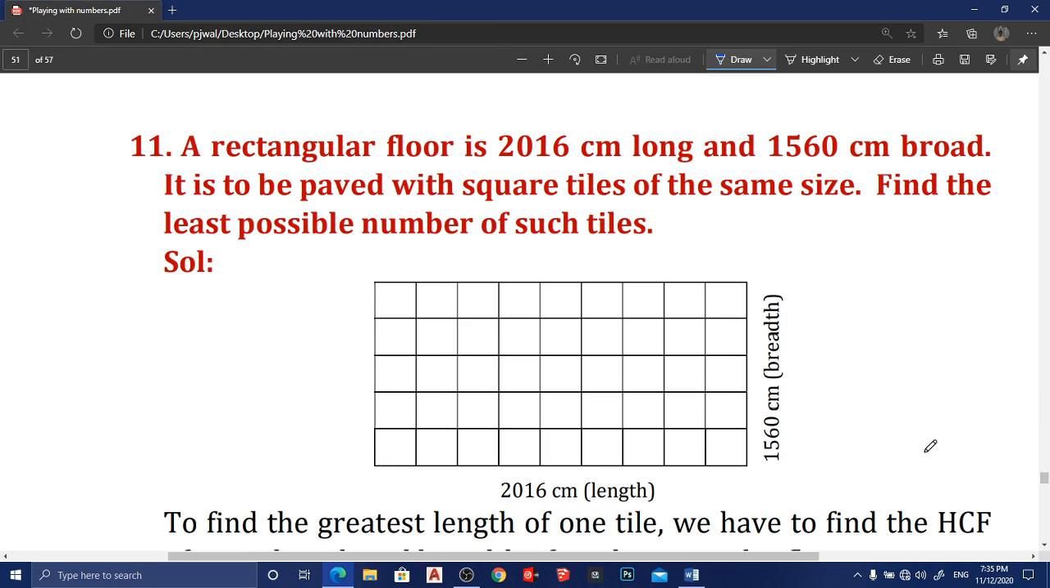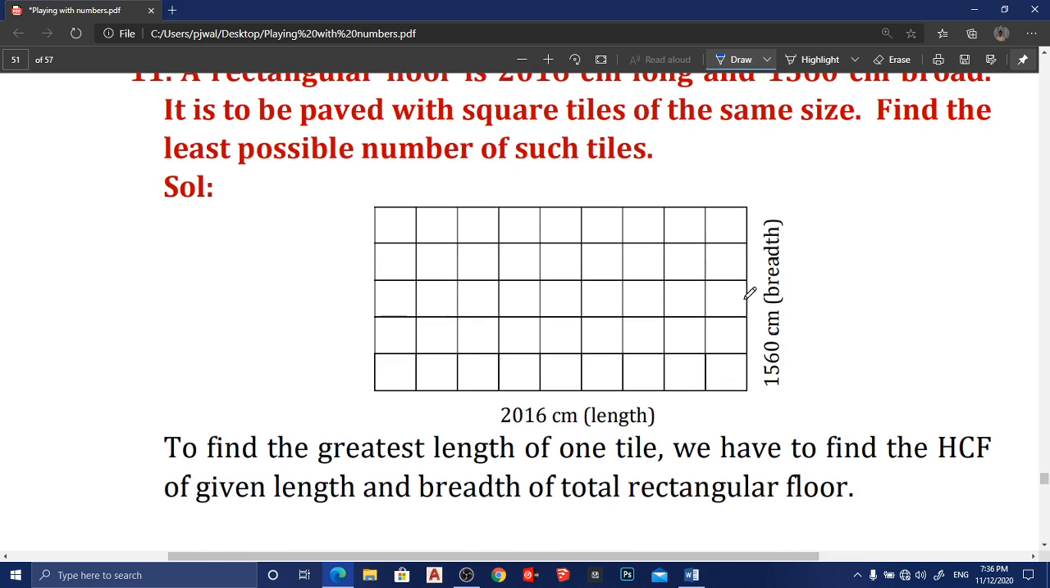11. A rectangular floor is 2016 centimeters long and 1560 centimeters broad. It is to be paved with square tiles of the same size. Find the least possible number of such tiles.